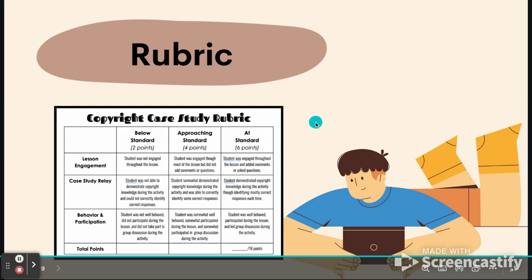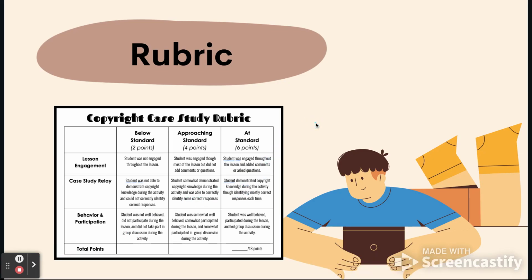I think this is a simple way to grade if they grasped the concept of copyright, and their behavior will kind of show that as well. If they're not listening and participating, then obviously they're not going to grasp that skill.